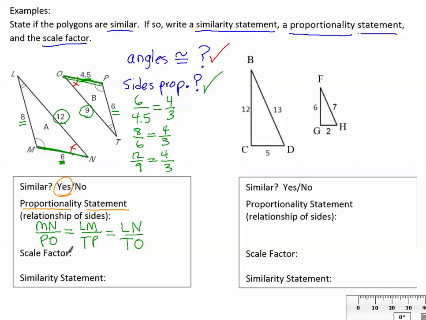Now the scale factor. Well, notice that all of these ratios turned out to be the same number. That's the scale factor. The similarity statement is now where we match up the corresponding parts. Triangle, I'll do the first one as LMN. It's good to go in alphabetical order sometimes. Similar to triangle, L matches with T, M matches with P, and then the last one is O.